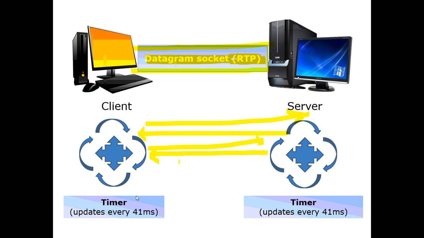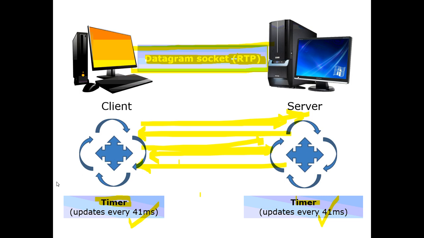That is the reason why a timer will be started on the client end and the server end, which will run every 41 milliseconds. Every 41 milliseconds the client will ask for an image and the server will give the image. Every 41 milliseconds the client will keep on displaying the images, so that gives us the illusion that the video is playing.